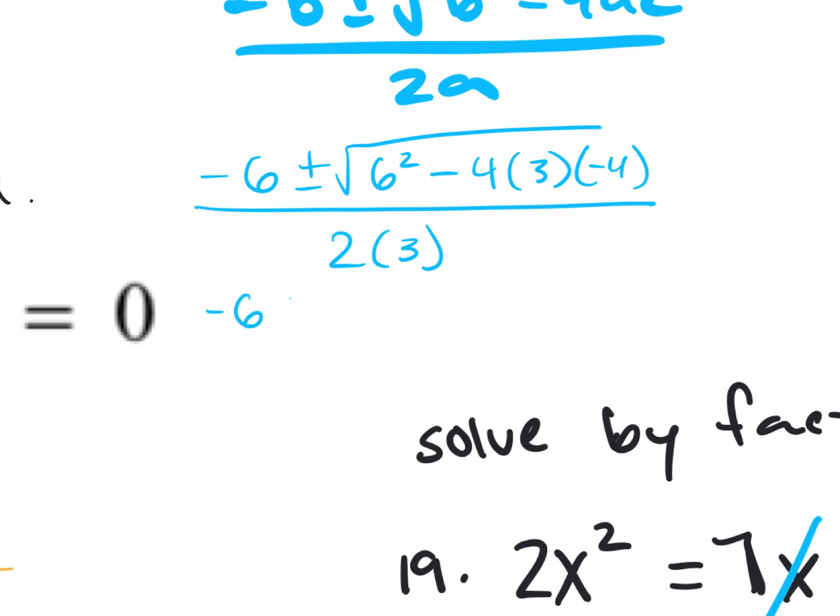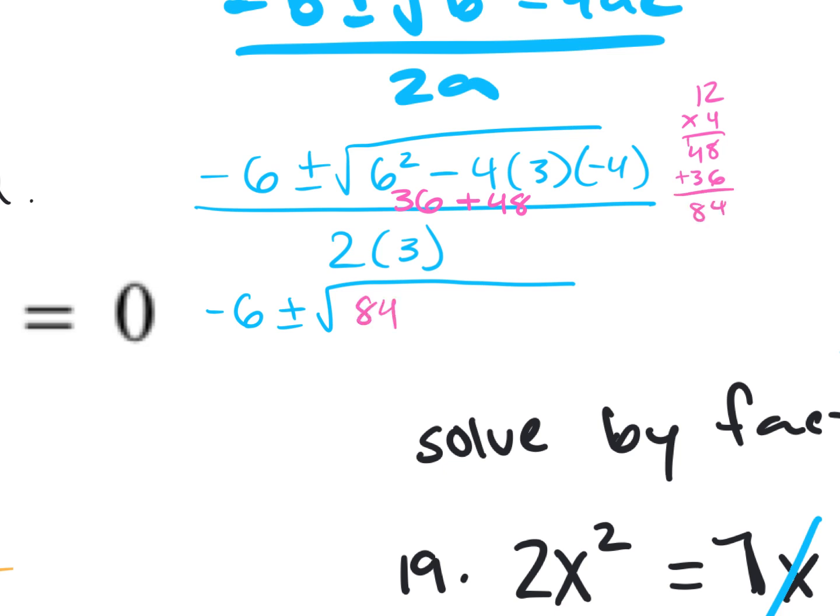So negative 6 plus or minus the square root of, this will be 36, minus, what is 4 times 3? Negative 12 times negative 4? 48. So this would turn into a plus 48. So 36 plus 48. 84 over 6. So what would we do next?